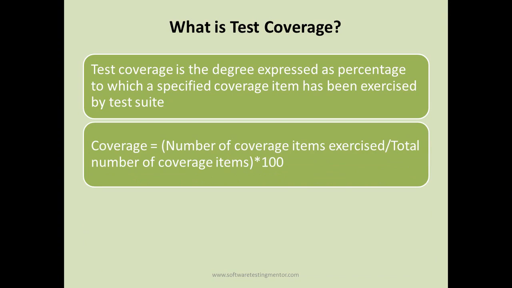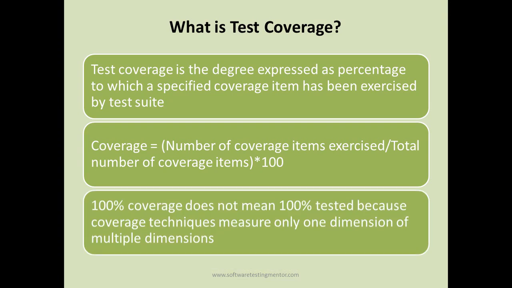The formula to calculate coverage is number of coverage items exercised divided by total number of coverage items into 100. Suppose the total coverage items are 100, you have 100 requirements, and the requirements that have been tested till now are say 80. So 80 by 100 into 100, so 80% coverage has been done.